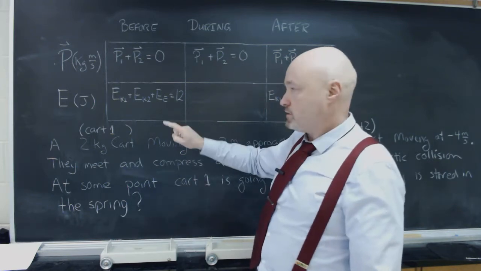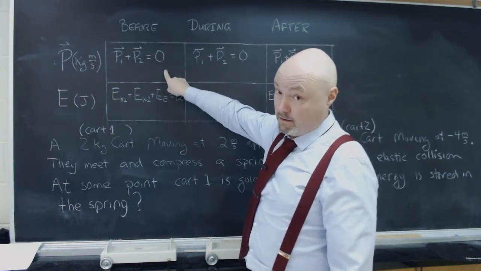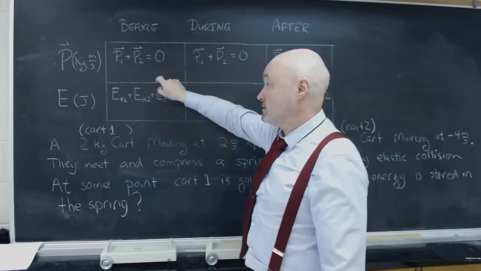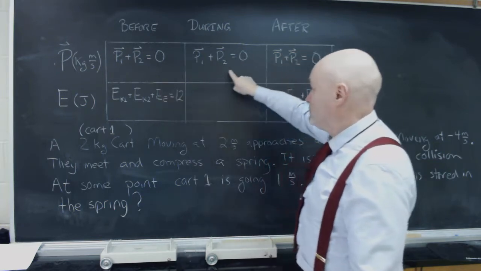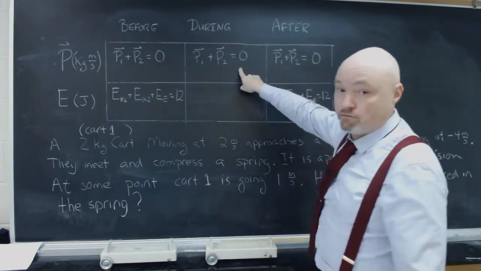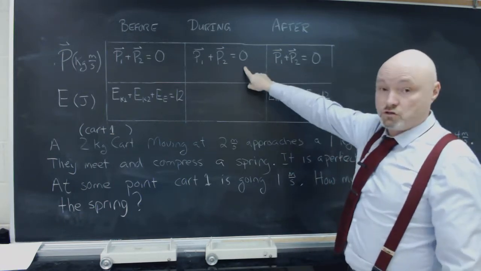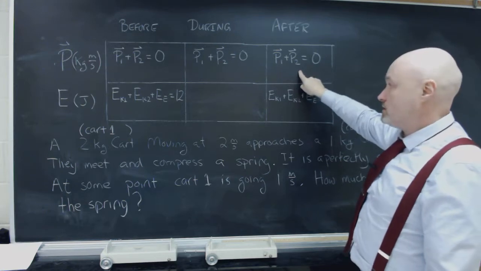And so it's fairly trivial to figure out what the momentum is before. Fortunately, it all adds up to 0 in this case, which just makes it handy. We know that momentum is conserved throughout the entire collision. So during the compression of the spring, it's also 0. And after, it's also 0.